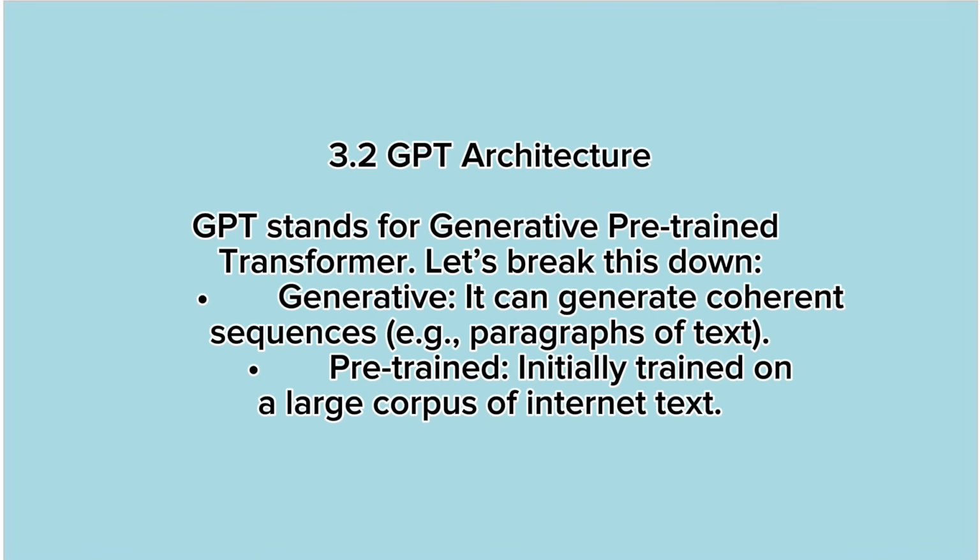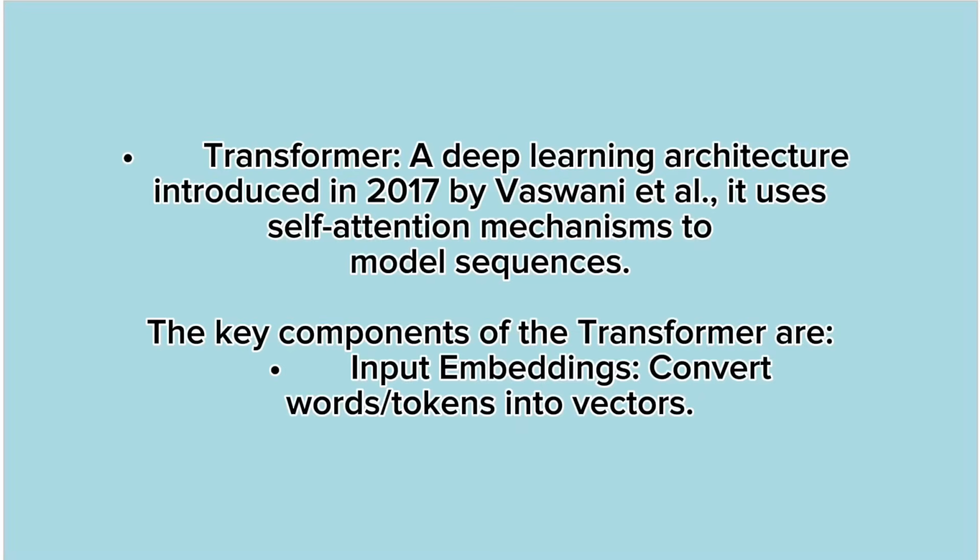3.2 GPT architecture. GPT stands for Generative Pre-trained Transformer. Let's break this down. Generative: it can generate coherent sequences, for example, paragraphs of text. Pre-trained: initially trained on a large corpus of internet text. Transformer: a deep learning architecture introduced in 2017 by Vaswani et al. It uses self-attention mechanisms to model sequences.